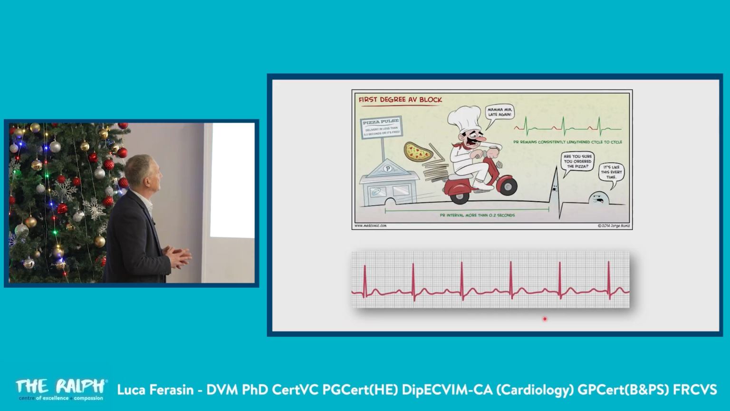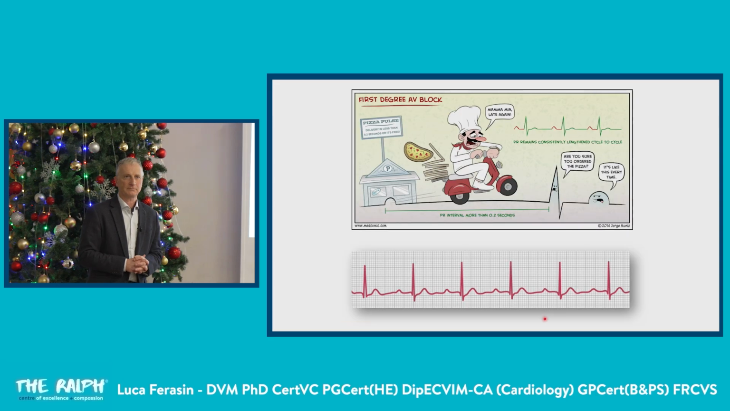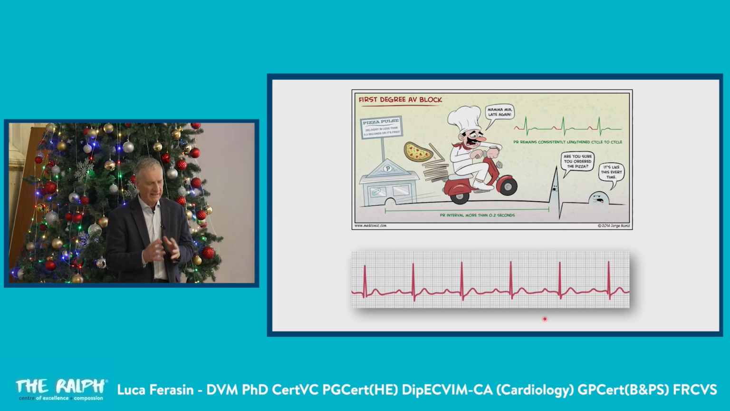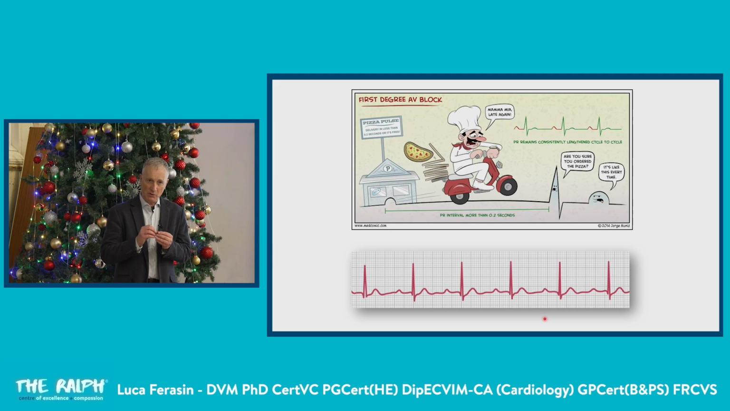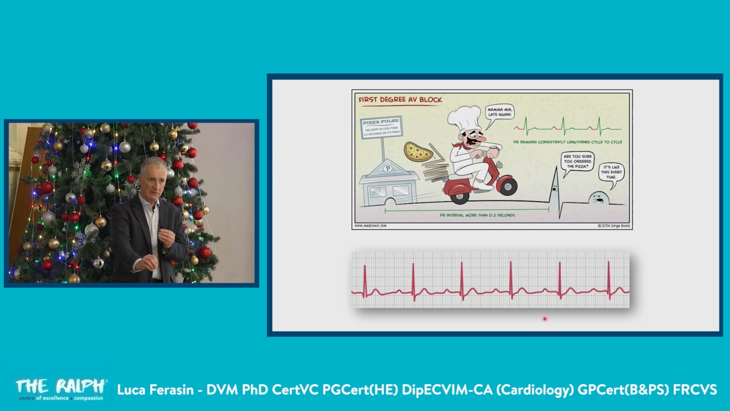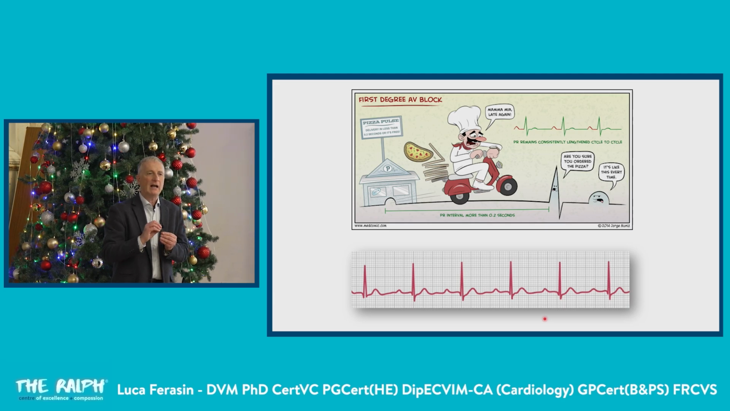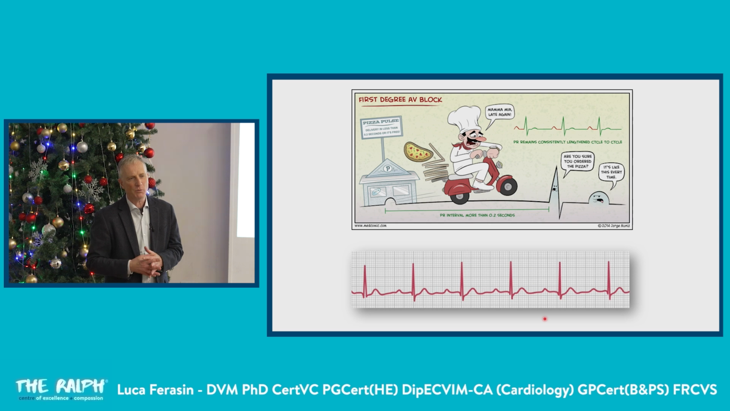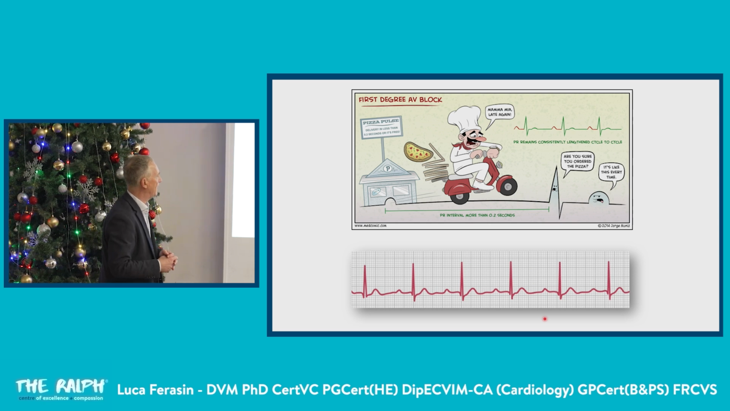Then we have the AV blocks. We got 3 different grades or degrees of AV block. The first degree AV block is something that we ignore completely. It's just a prolongation of the PQ interval, so a prolongation of conduction through the AV node, and very often it's associated with the heart rate. So if you drop the heart rate, the PQ interval increases, but it's never symptomatic, so we simply ignore it in our patients.